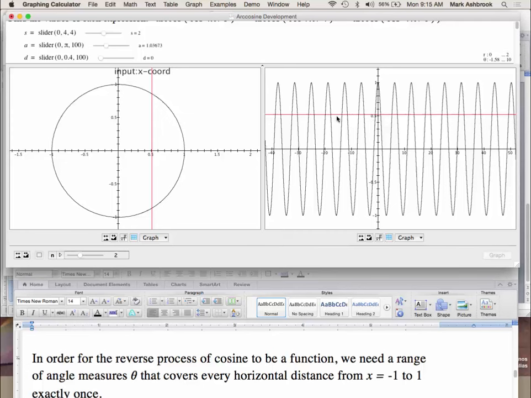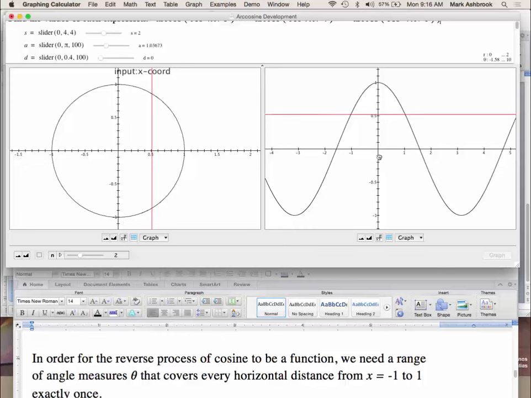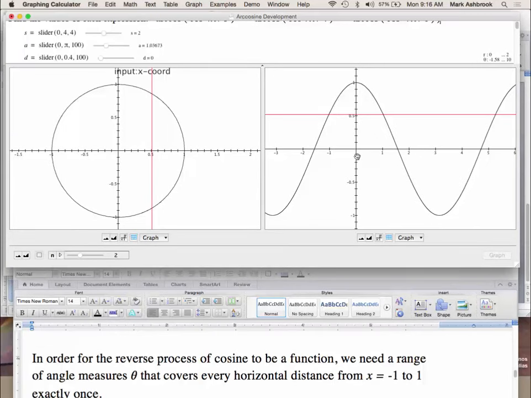So here they all are. Here's 0.5 to the right of the vertical diameter. All these intersection points are different angles going around the circle in either direction that get us there. So if arc cosine is going to be a function, then we need a range of angles so that all of the horizontal distances from -1 to 1 are hit just once, right? So that is a function. So this is actually a little easier. So what range of angles should we pick so that every horizontal distance from -1 to 1 gets hit just once?